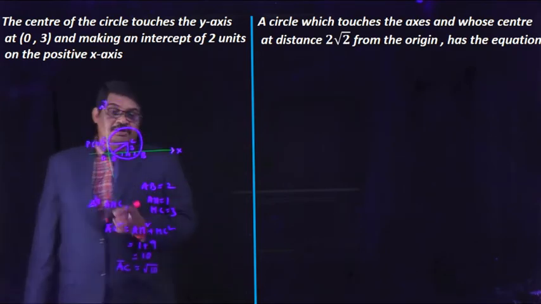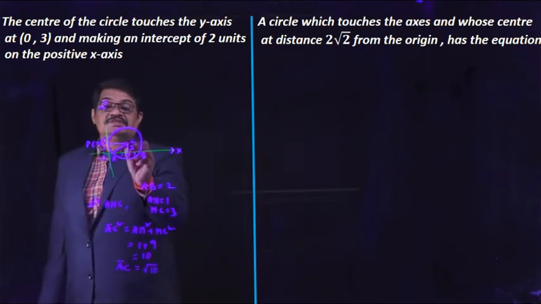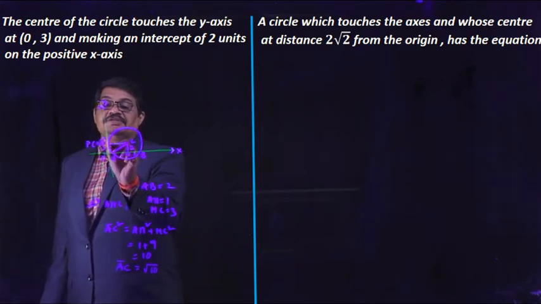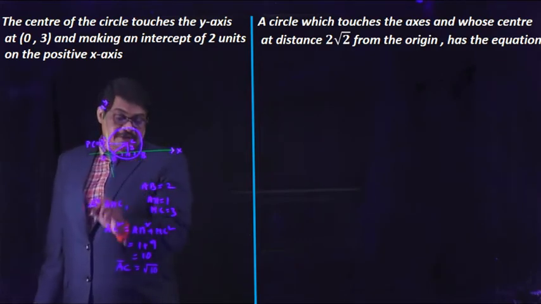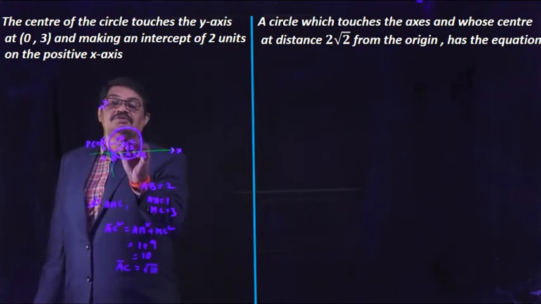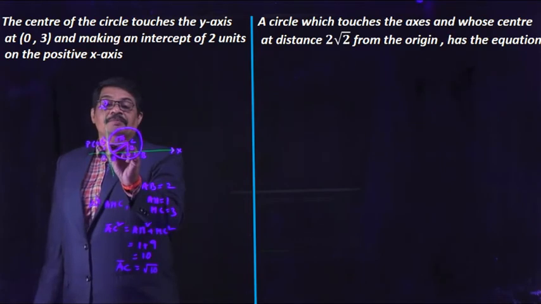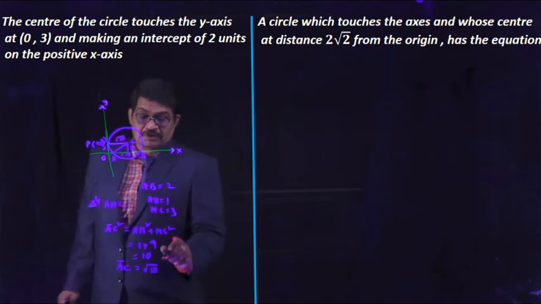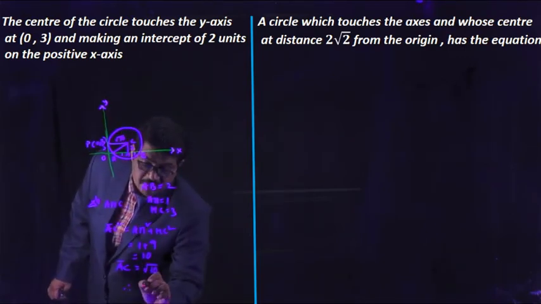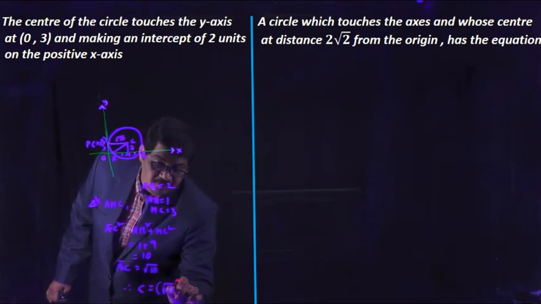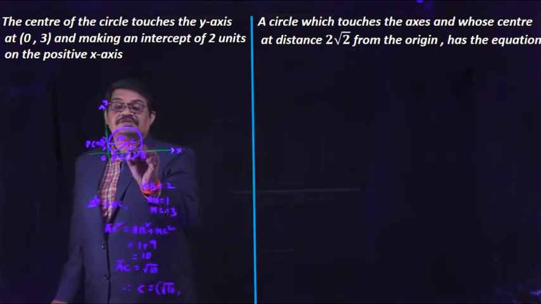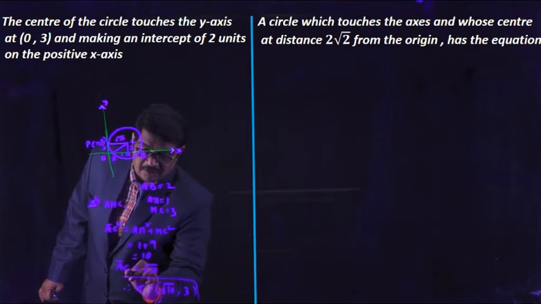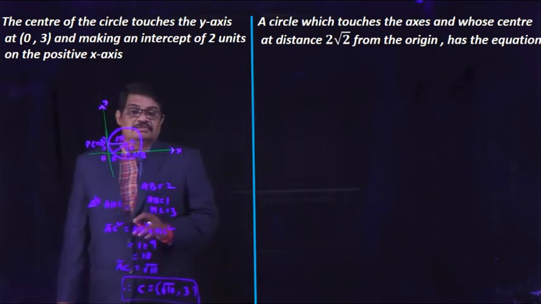Here the AC length is root 10. This AC is nothing but PC. This AC is also a radius and PC is also a radius. So this length is root 10. This PC distance is nothing but OM. What is OM here? That is the x coordinate of the center. Therefore, the center's x coordinate is root 10, and what is the y coordinate? That is CM, that is 3 units. This is the center of the required circle.